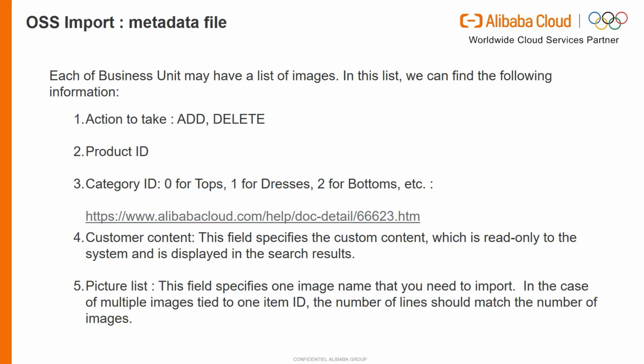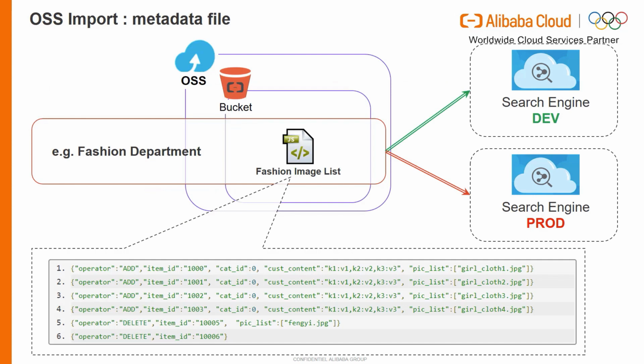The picture list is not really a list containing multiple elements. It's a list with only one photo name. Let's take an example. Here is a metadata file. The first information is action. The item ID is the product ID. The category ID is here. You can add customer content and then only one photo inside of the picture list.